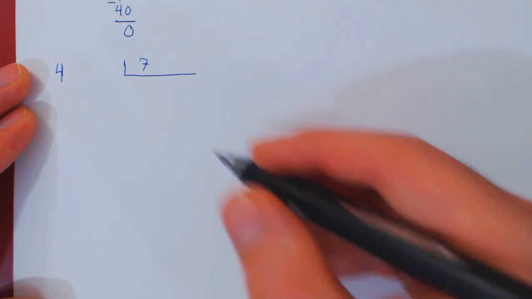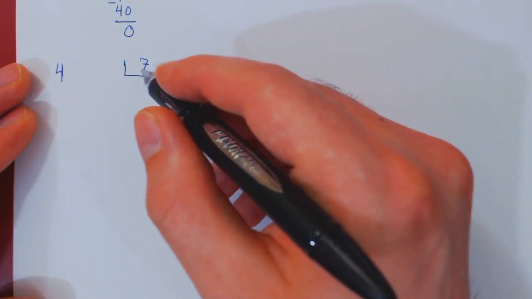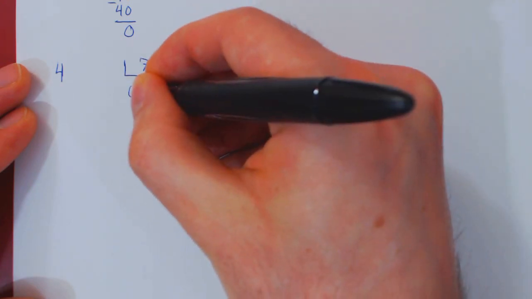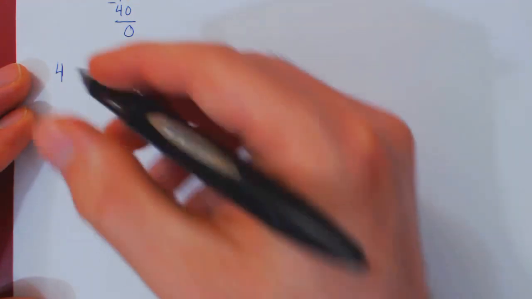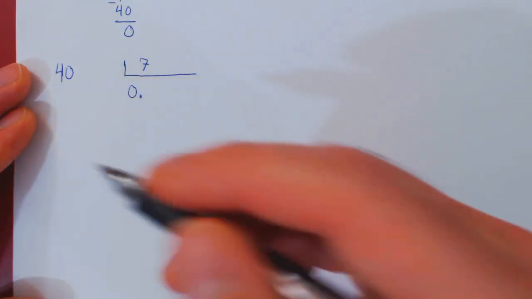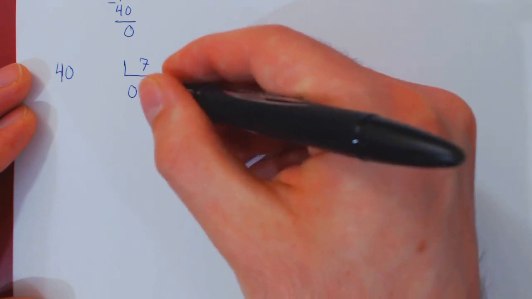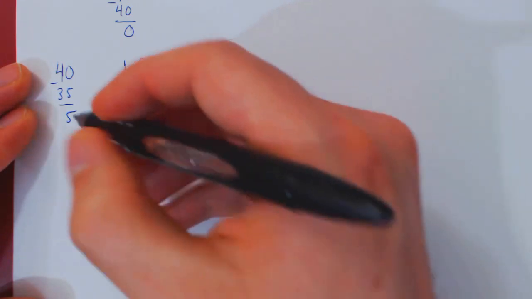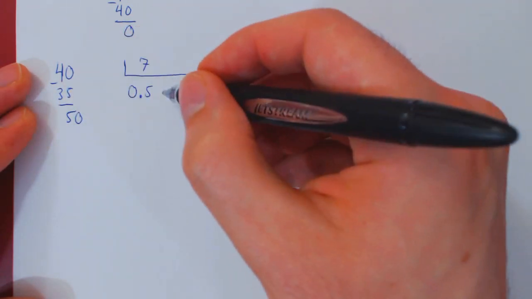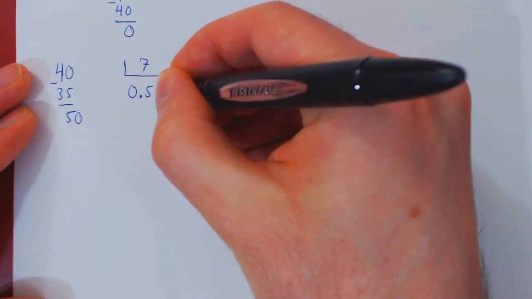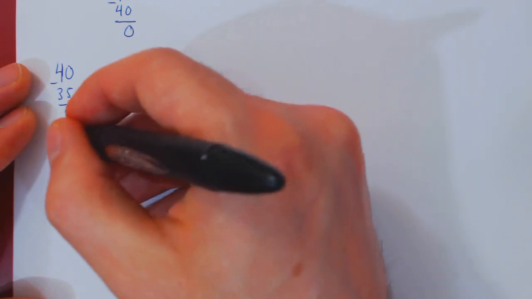So let's start. How many times can you fit 7 into 4? The answer is 0. Move to our first decimal place, offset by 10. How many times can you fit 7 into 40? The answer is 5, as 5 times 7 is 35. Subtract, you get 5. But now we're in the second decimal place, offset by 10. How many times can you fit 7 into 50? The answer is 7, as 7 times 7 is 49.